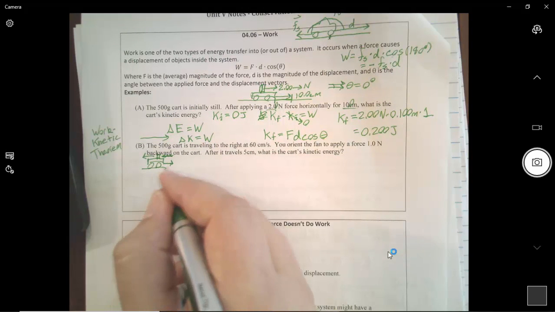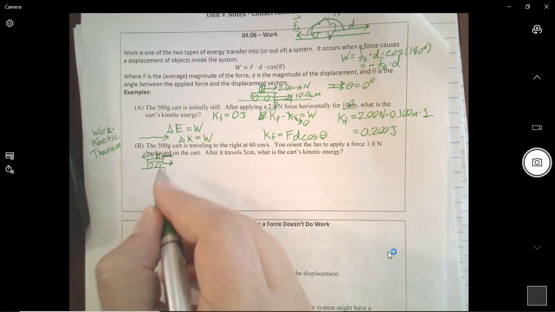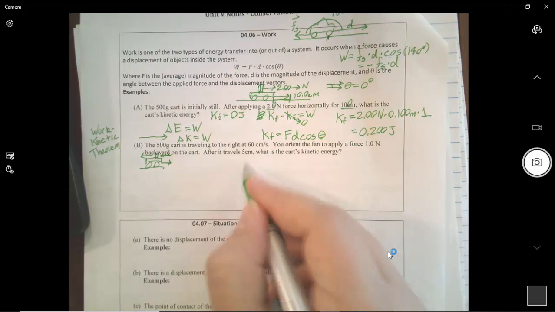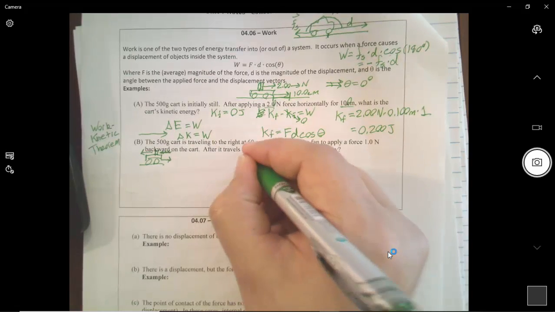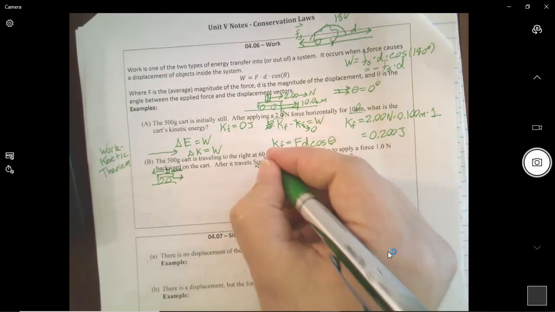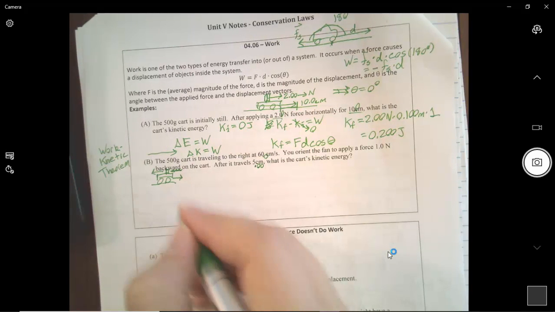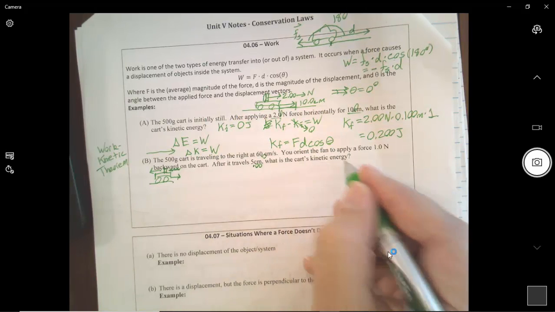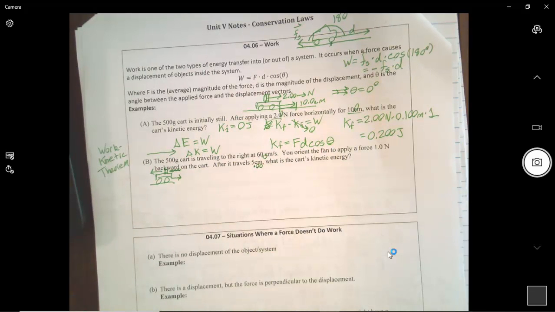And so we want to figure out what the cart's kinetic energy is after it goes whatever distance. 5. Remember, I want 3 sig figs, so it's going to be 5.0. That's 60.0 and so forth. Okay, and we want to know the cart's final kinetic energy. And I'm going to tack on another question after that.